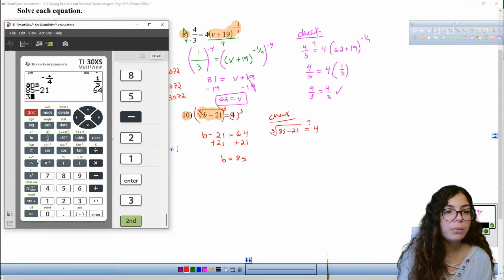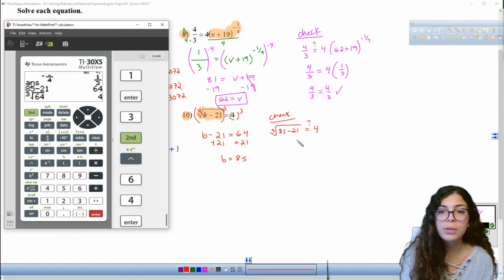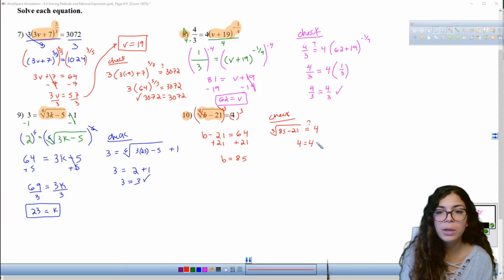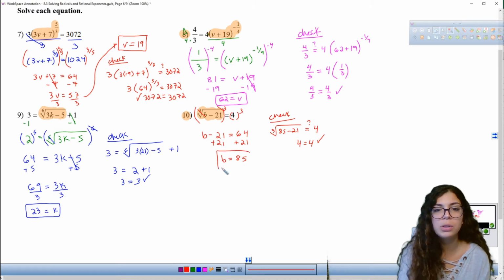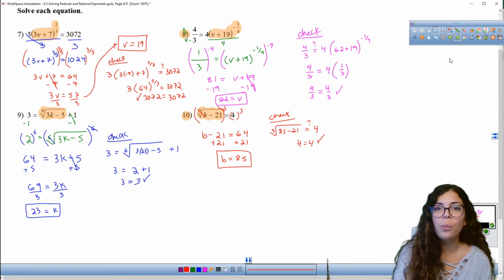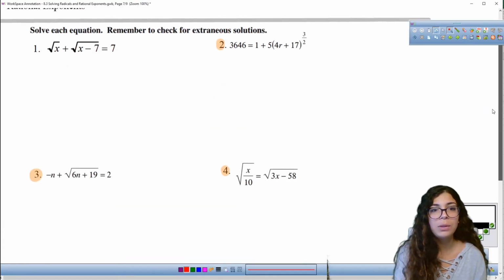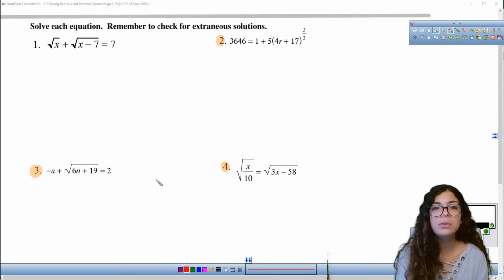The cube root of 64 is 4. So yes, 4 equals 4. This is a good and valid solution, and you can box it. All right. Let's try one more question together, and then I will leave you to try these 3 on your own, okay?